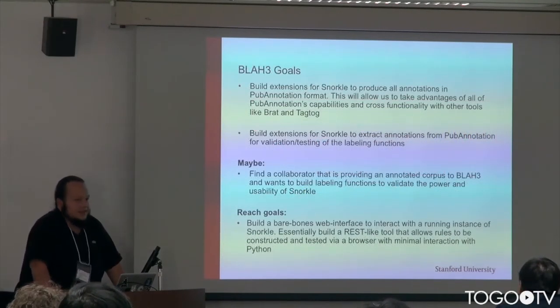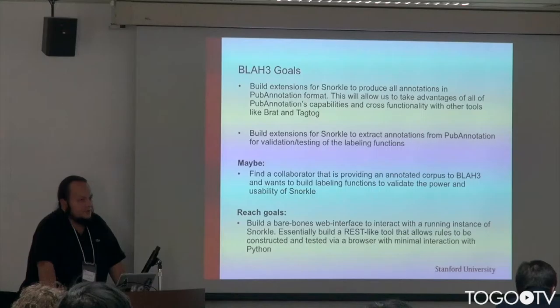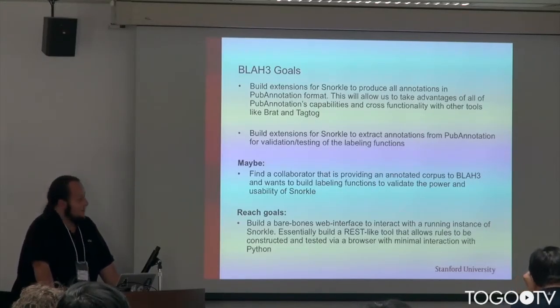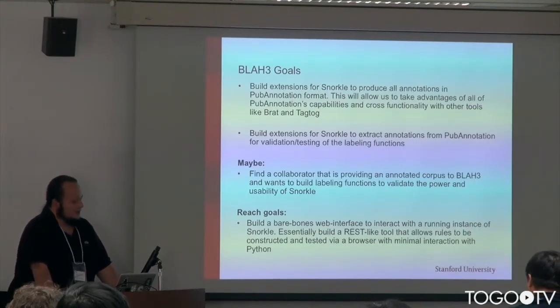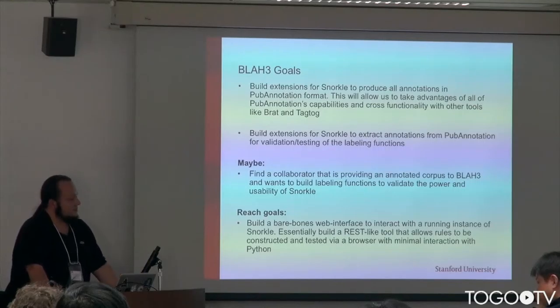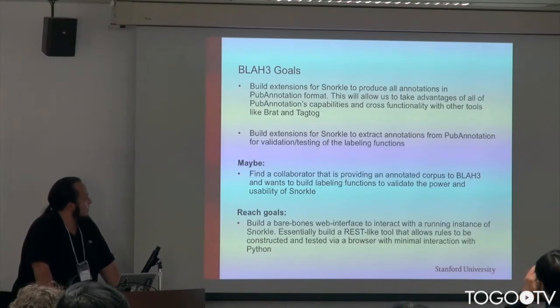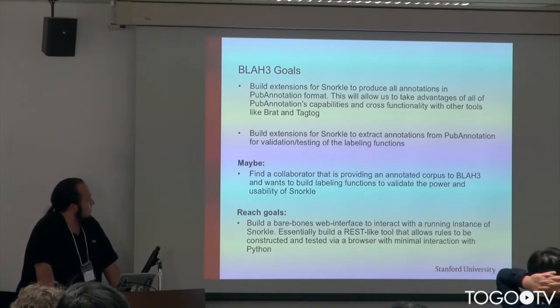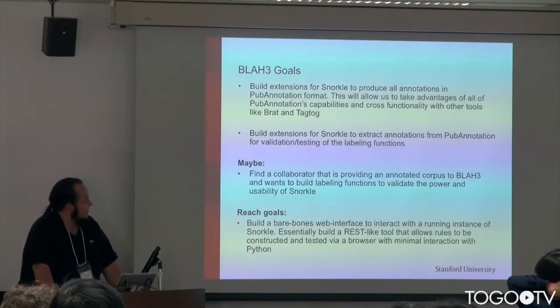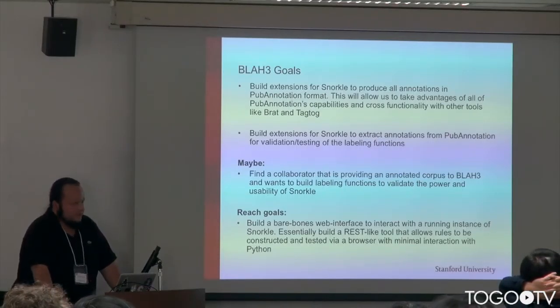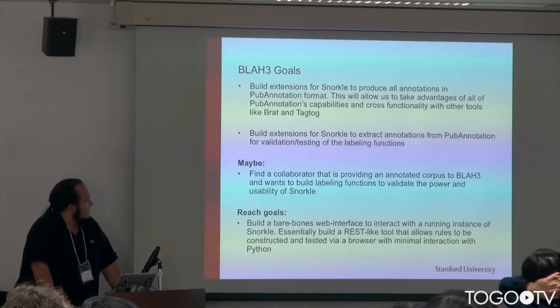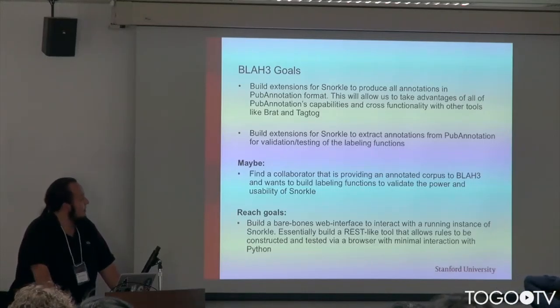So the goal here is that I want to build extensions for Snorkel to produce annotations in PubAnnotation format. As of now, Snorkel outputs a bunch of annotations in the sense that you get the positions in the text, you get what it is, and that's it, in its own ad hoc format. So I'm going to make it produce annotations in PubAnnotation format. This will also allow the advantages of all PubAnnotation's capabilities, so you can display them and do whatever you want with them, with cross-functionality with all the other tools that people have already made work for PubAnnotation.